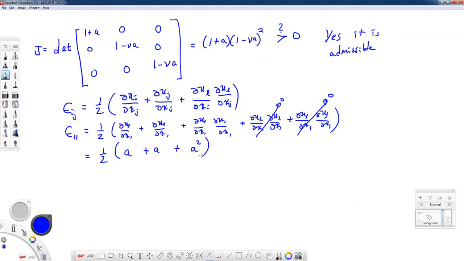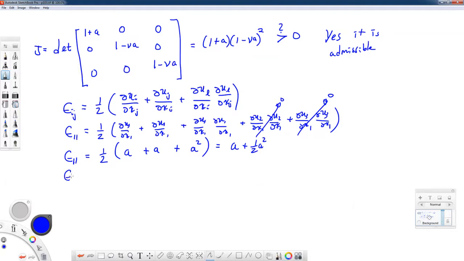That term is equal to a squared. If we wanted to, since a is much less than 1, if we square it, a squared is negligible with regard to the term a. Let's go ahead and drag it with us for now, though. We can say that epsilon 1,1 is equal to a plus 1/2 a squared.